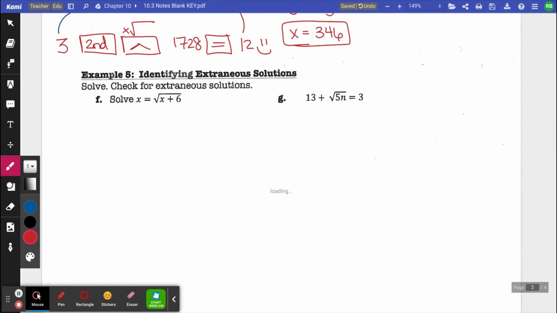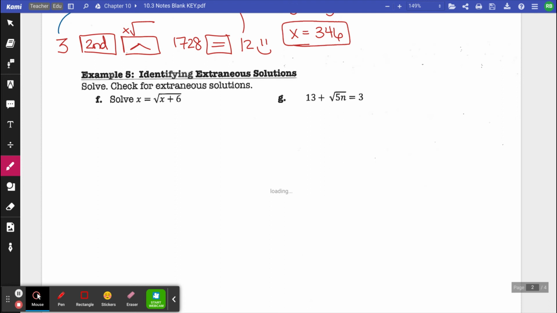We have to check for what's called extraneous solutions. I know you guys might not like checking your work, but if you've noticed throughout these notes, I've been checking my answer every time, and you have to do that because when you're dealing with radicals, sometimes what's called an extraneous solution occurs where you get this answer, but when you check it, it doesn't work. So really, there's no answer.